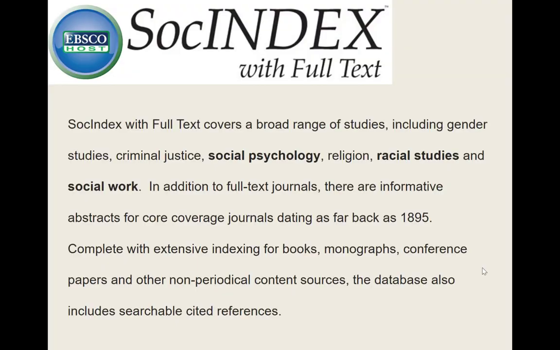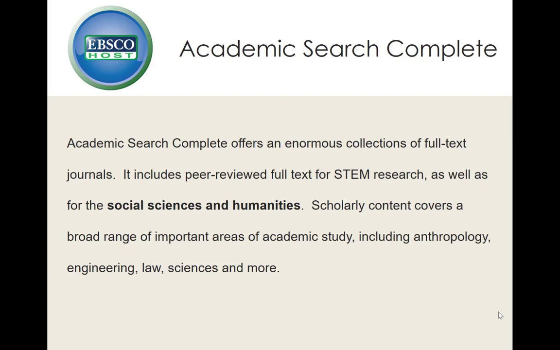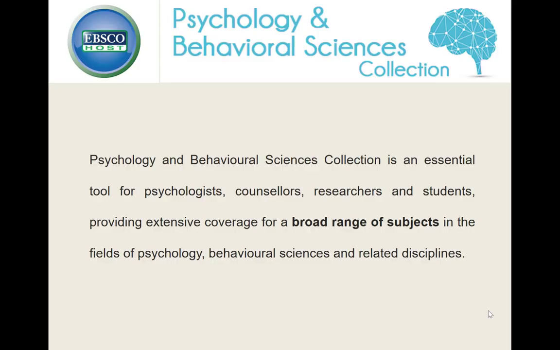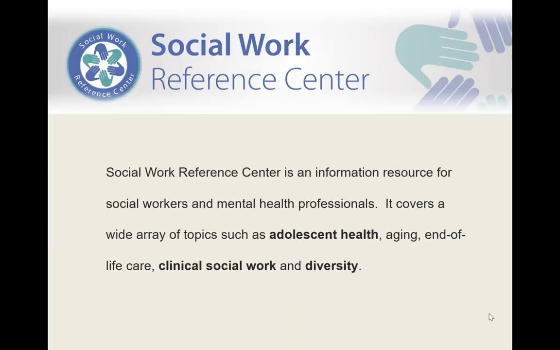The primary search option allows us to search for databases either individually or simultaneously, and they include the SOC Index with full text, a large social sciences database, Academic Search Complete, which includes much social science and humanities content, Psychology and Behavioural Sciences collection, a broad database covering psychology, behavioural science and other disciplines, and the Social Work Reference Centre, an information resource aimed at social workers and mental health professionals.